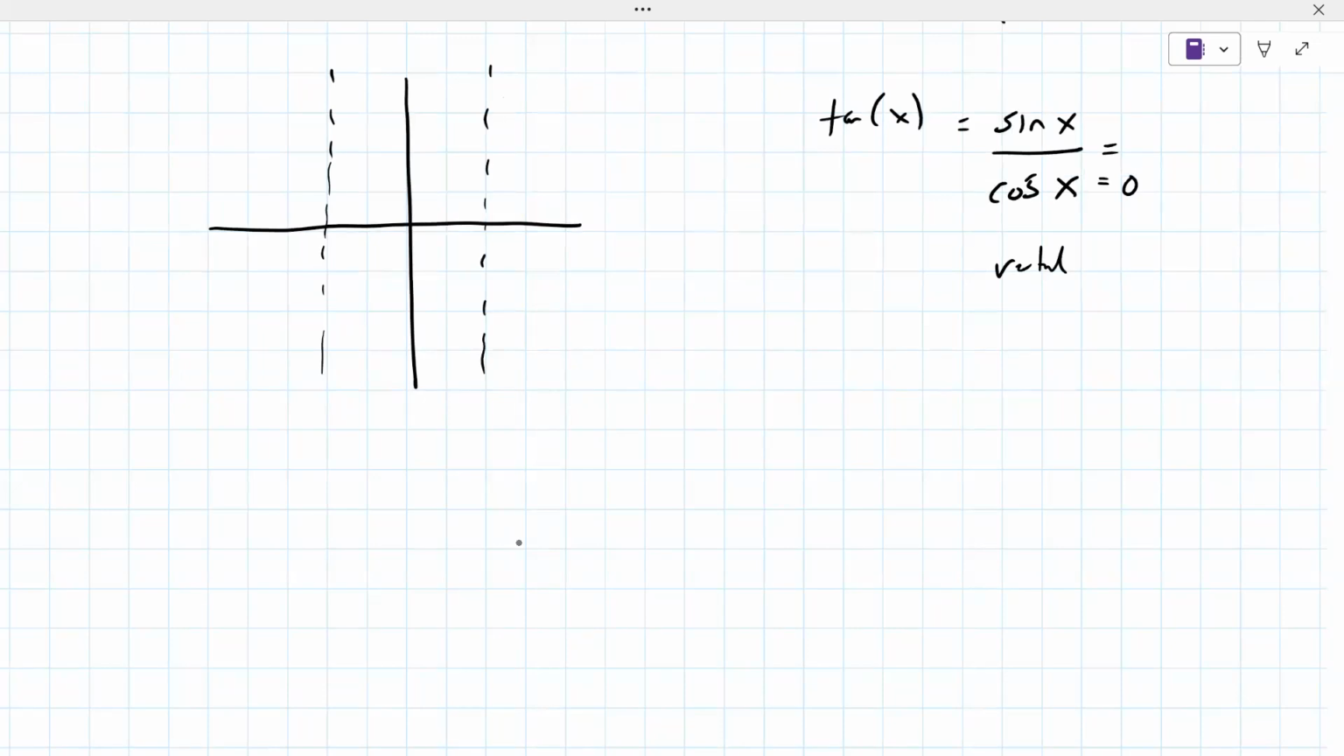So where's cosine x equal to 0? At pi over 2 and minus pi over 2. That's why it's there. So if you were to graph a cosine, you would see that. We'll do that tomorrow. But your graph looks like this for tangent.